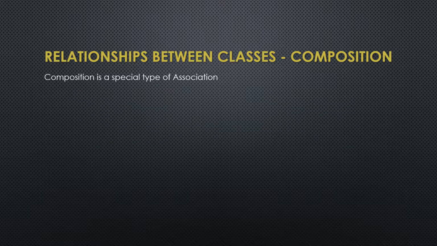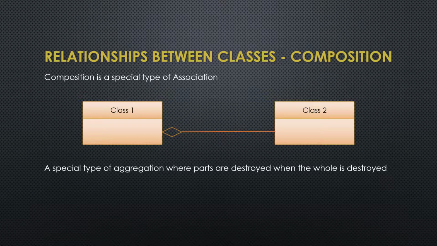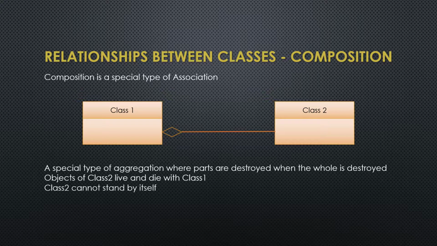Composition. Composition is a special type of association. A special type of aggregation where parts are destroyed when the whole is destroyed. Objects of class 2 live and die with class 1. Class 2 cannot stand by itself.